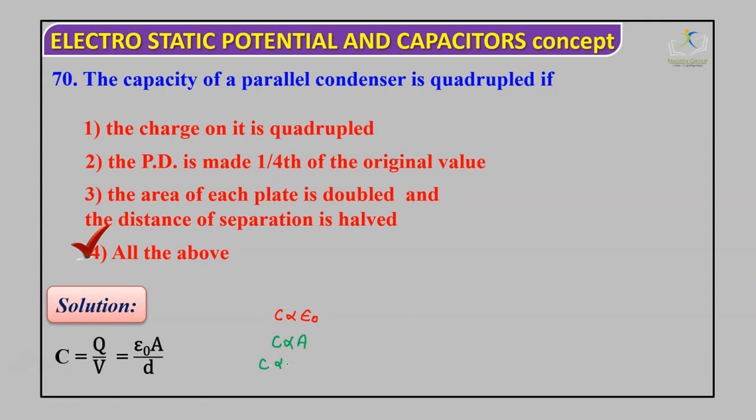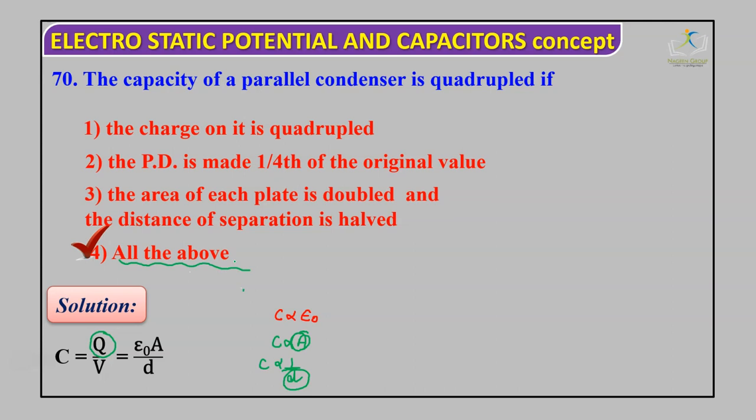And C is inversely proportional to D. So that's why we can say if the charge is quadrupled from here, then capacitance is quadrupled. If the potential is 1/4, then it is quadrupled. If the area is doubled, we can say the distance is half that time, so we can say that is a quadruple. So according to that, all the above are correct.